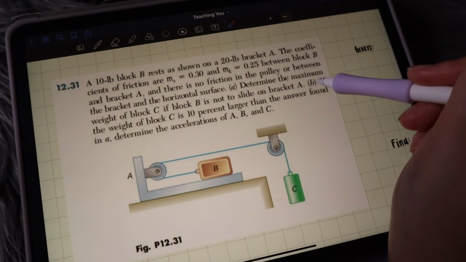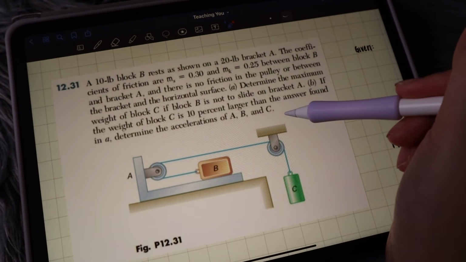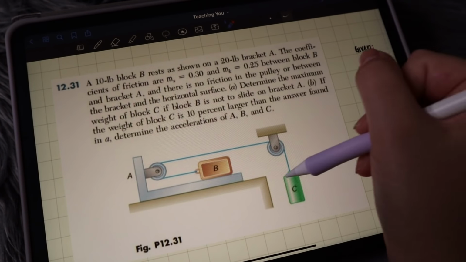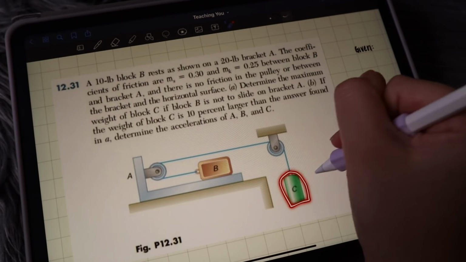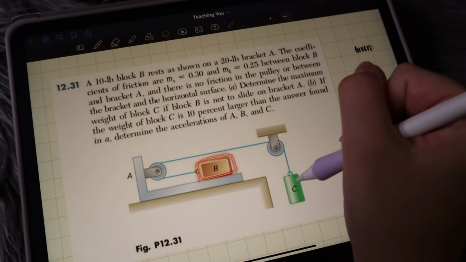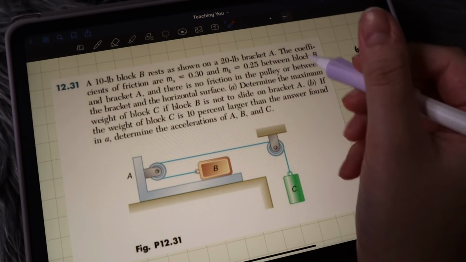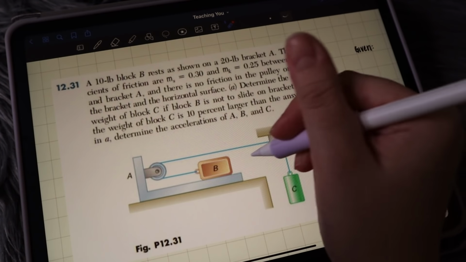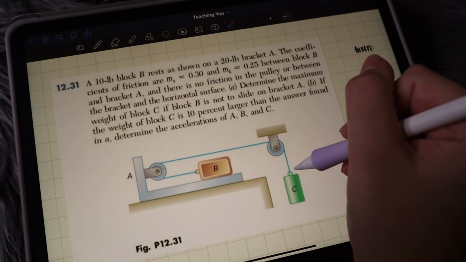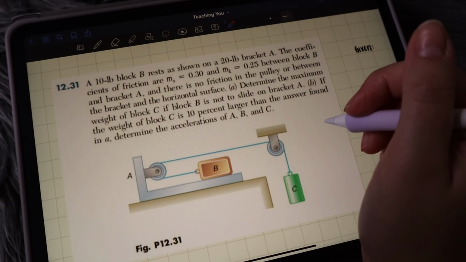Let's see, I don't think we said anything about part B, but pretty much that one. So part B is basically saying that if you increase the weight, which we said was supposedly the maximum, so that B doesn't slip, if we increase it, what are the accelerations of A, B, and C going to be? Because that's going to change once we go above that weight limit. So that's going to be part B.